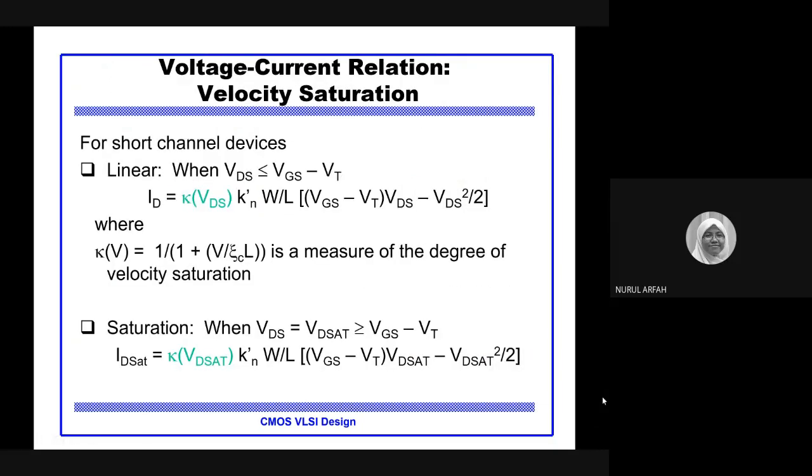Okay. So for the voltage-current relation of this velocity saturation under the linear region, for the short channel device, we know that the voltage of the drain-source should be less than or equal to VGS minus VT. All right. And then this is the equation for the current.